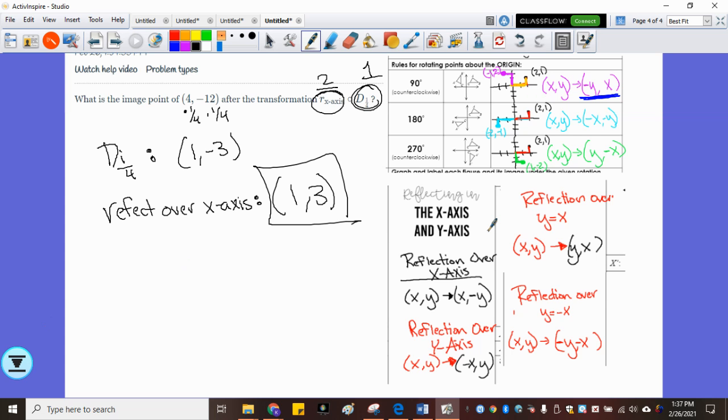So hopefully having all these rules here will help you finish the second one, but also think about graphing it. Graph it, get out your paper and graph it. So if you have any questions, let me know.